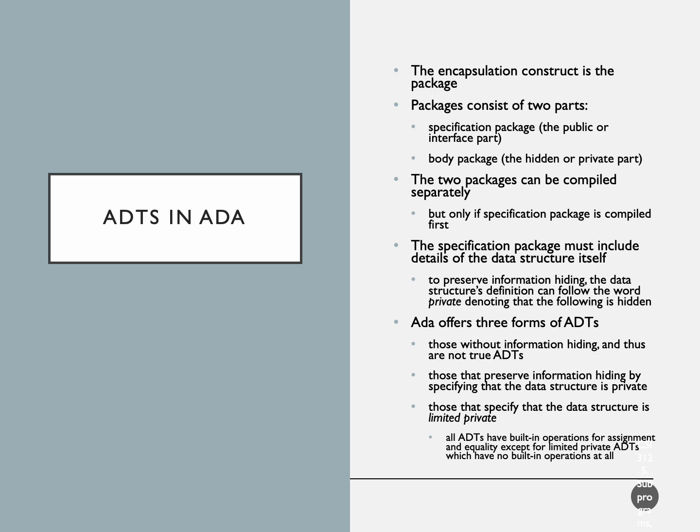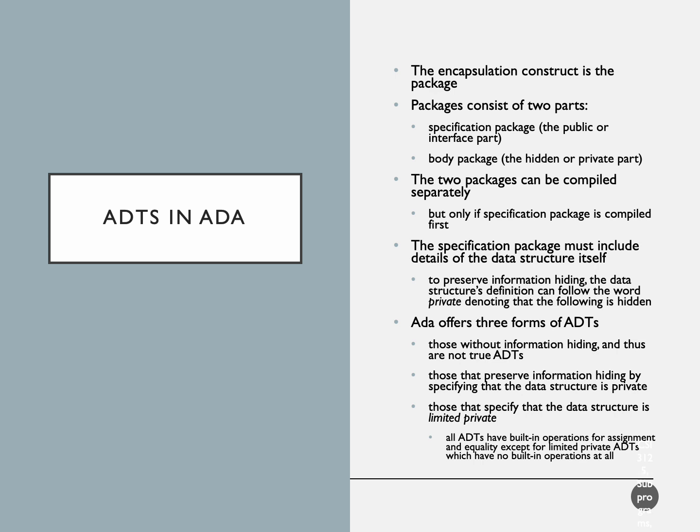So the specification package must include the type declaration. However, to enforce information hiding, Ada allows us to use the keyword private in the type declaration. This ensures that while the type name is known, its structure remains hidden.